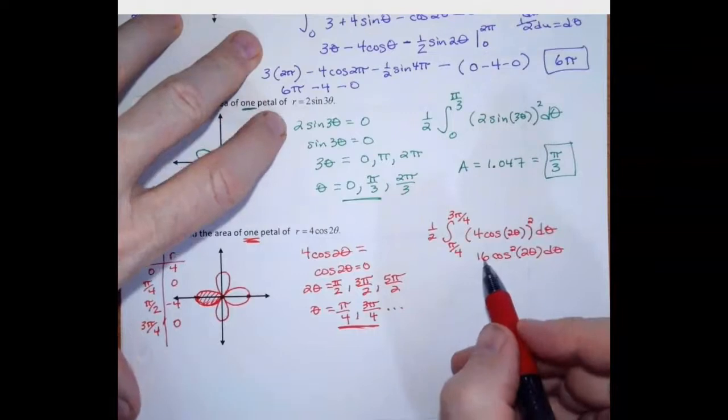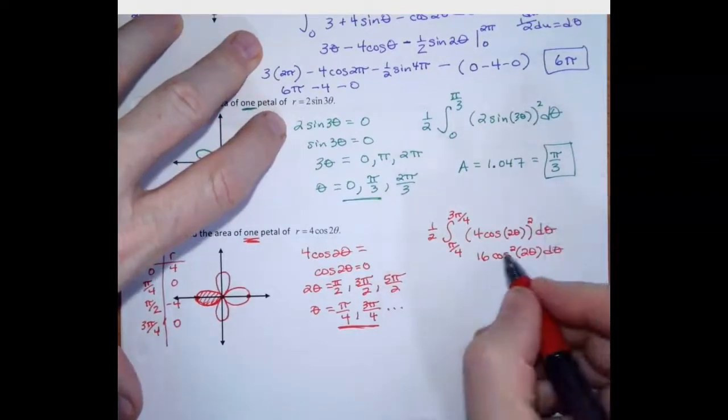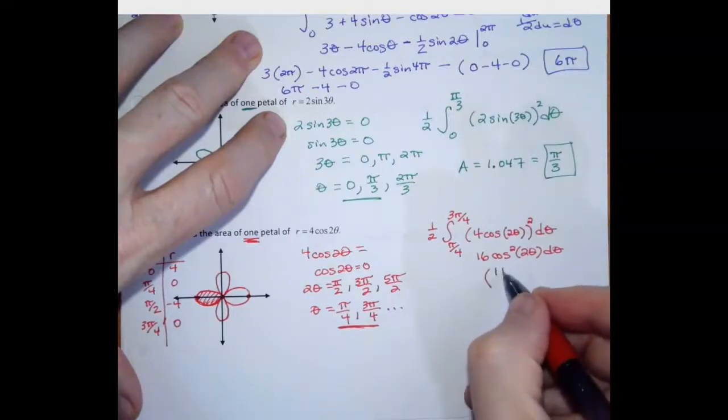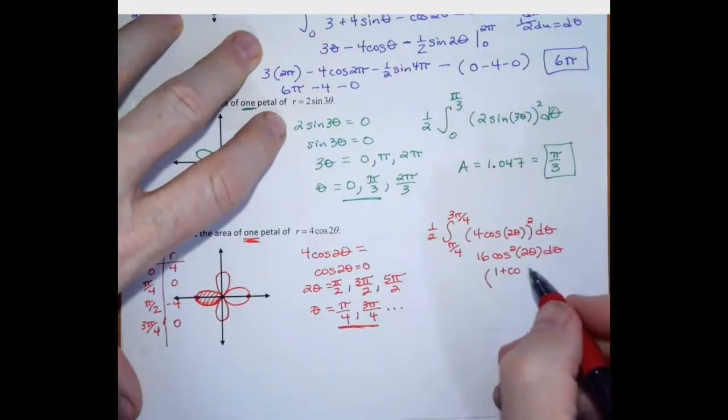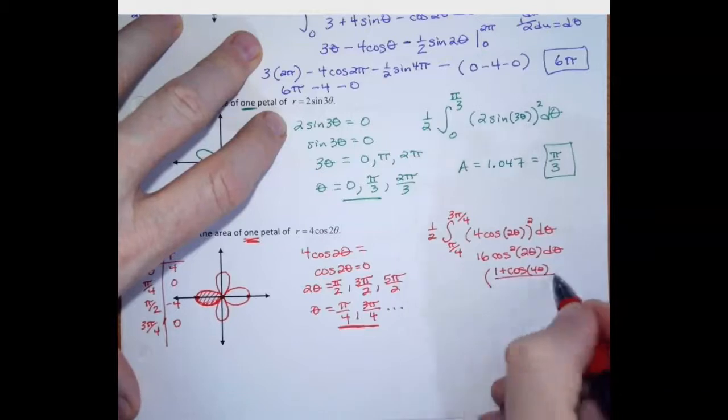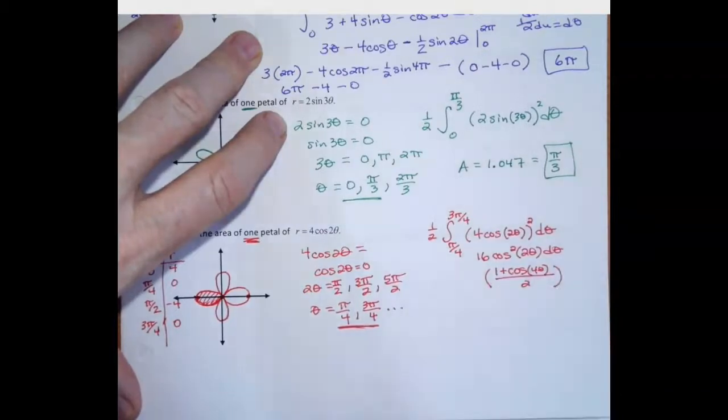Let's see what we want to do here. If we switch cosine squared, we would have 1 plus cosine, and then we double the angle. So that's going to be 4 theta over 2.